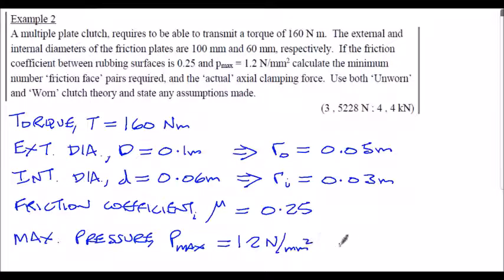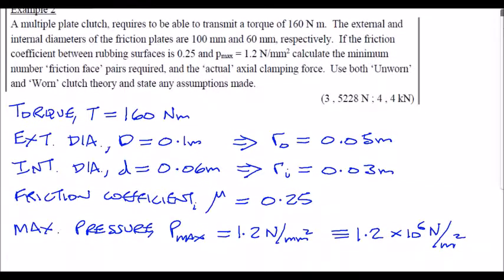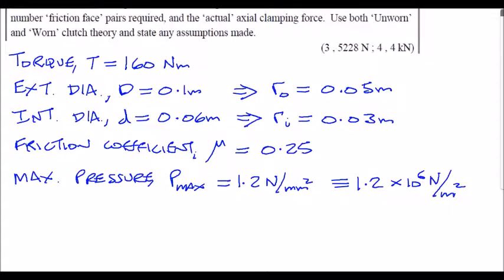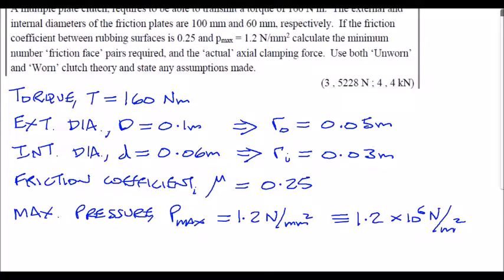Not sure if you are familiar with the conversion, but it's in your booklets in the conversion section. It's actually the same as 1.2 meganewtons per meter squared. So 1.2 newtons per millimeter squared is the same as 1.2 meganewtons per meter squared. Mega is 10 to the 6, so be careful there. Anything else we need? I think that's it, isn't it? We've got to find the number of friction pairs, and we've got to find the actual clamping force required, it says there. We've got to use both theories as well, haven't we? Unworn and worn.